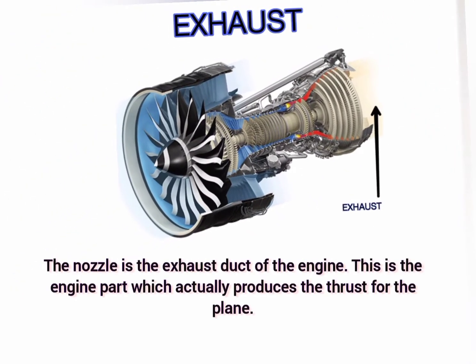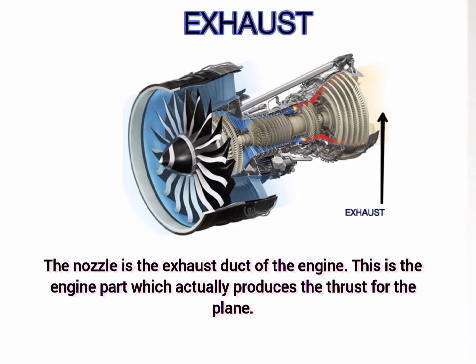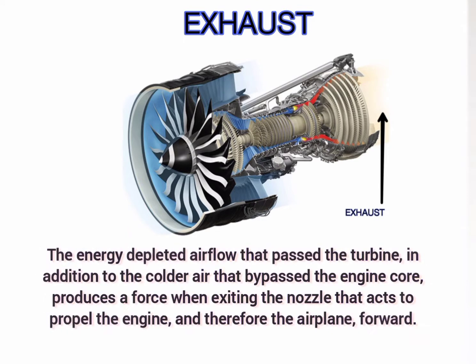The nozzle is the exhaust duct of the engine. This is the engine part which actually produces the thrust for the plane. The energy depleted airflow that passed the turbine, in addition to the colder air that bypassed the engine core, produces a force when exiting the nozzle that acts to propel the engine, and therefore the airplane, forward.